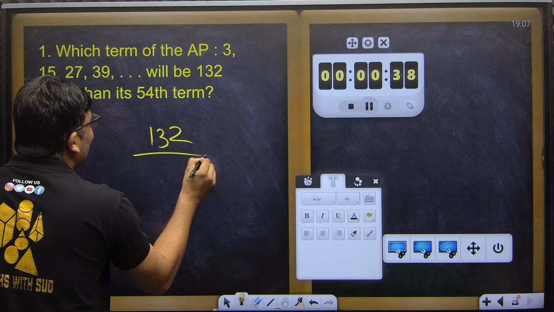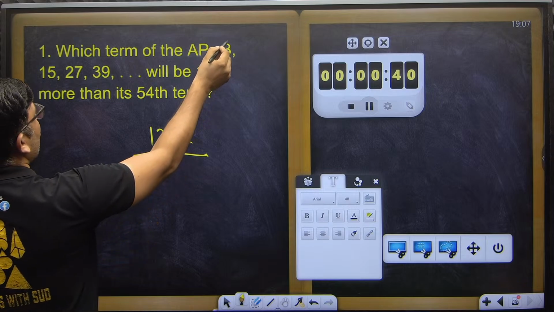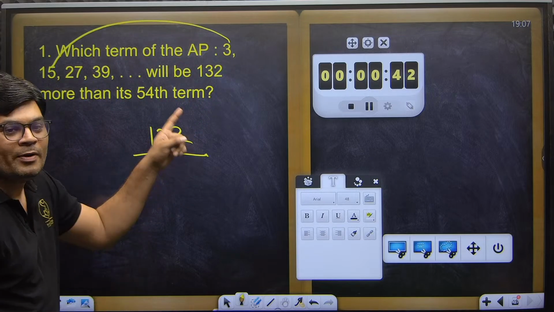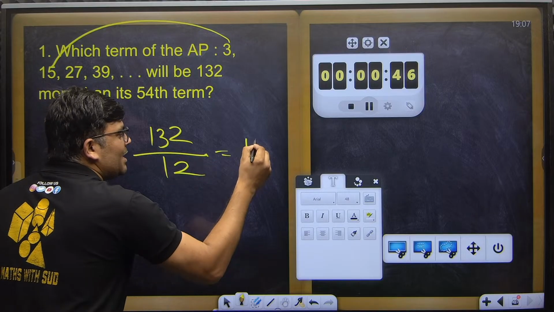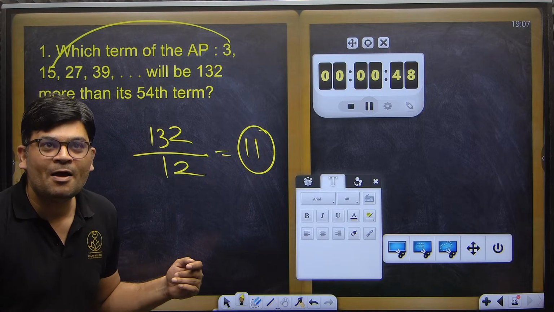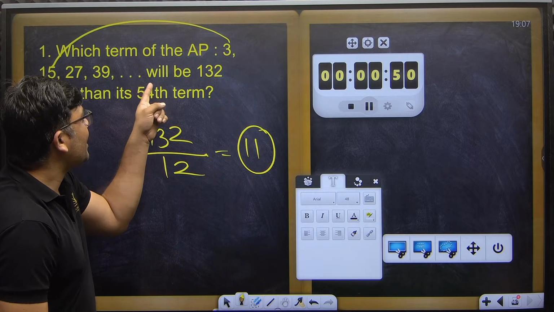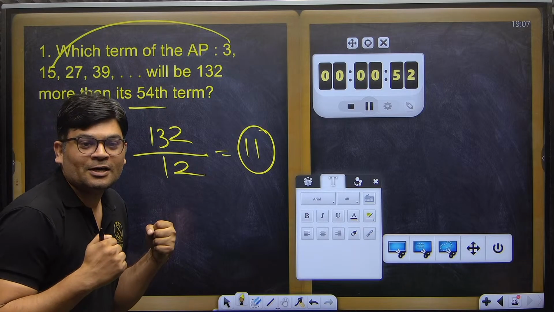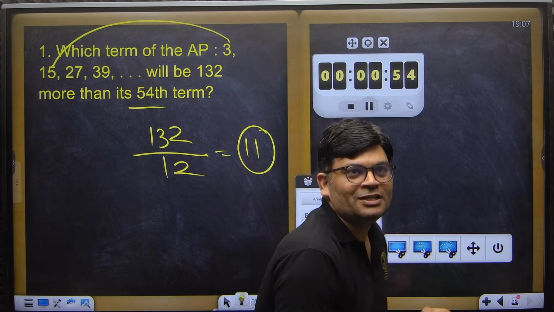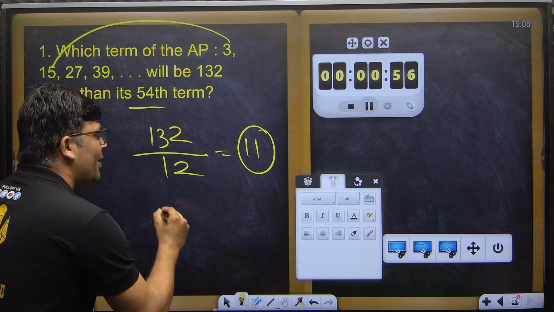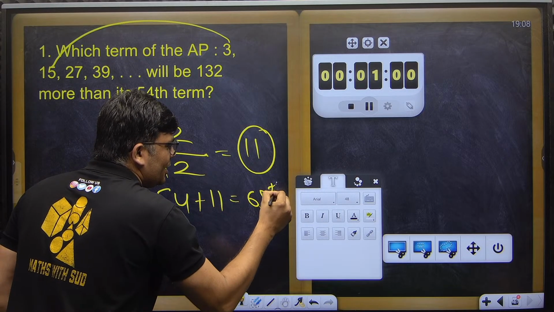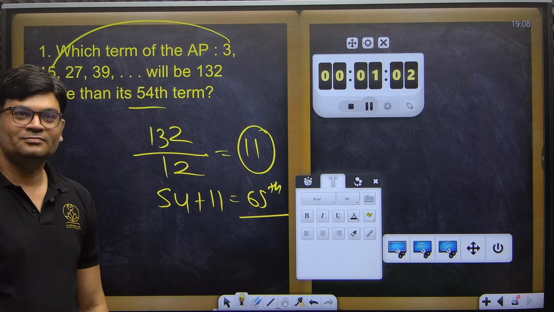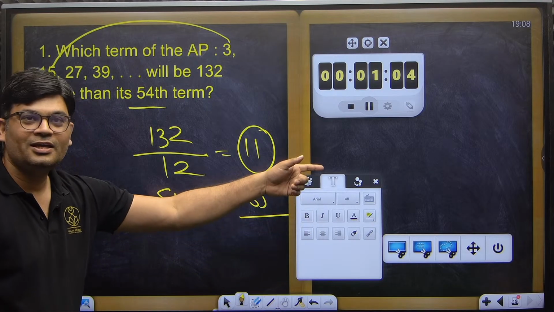132. Divided by how much? What is the common difference? Can you tell me? Tell me quickly. 12. So how many times I will jump? 11 times. I am starting from where? 54th term. So 55, 56. So 54 plus 11. So 65th term. Easy.